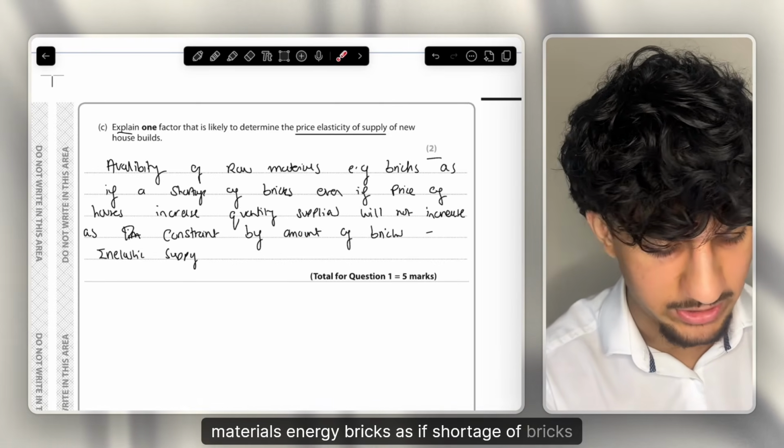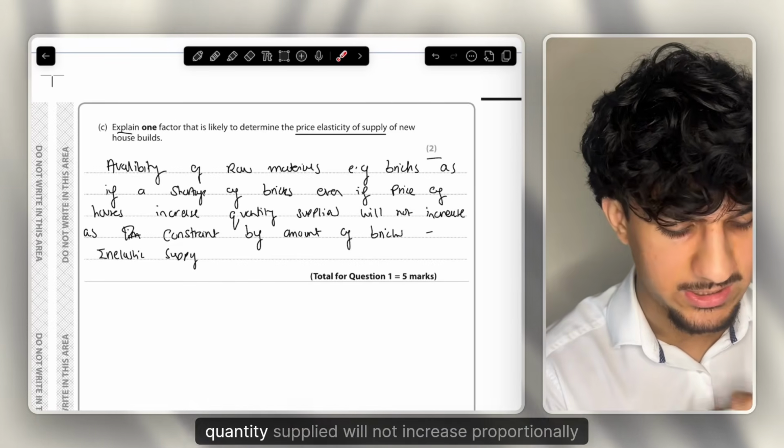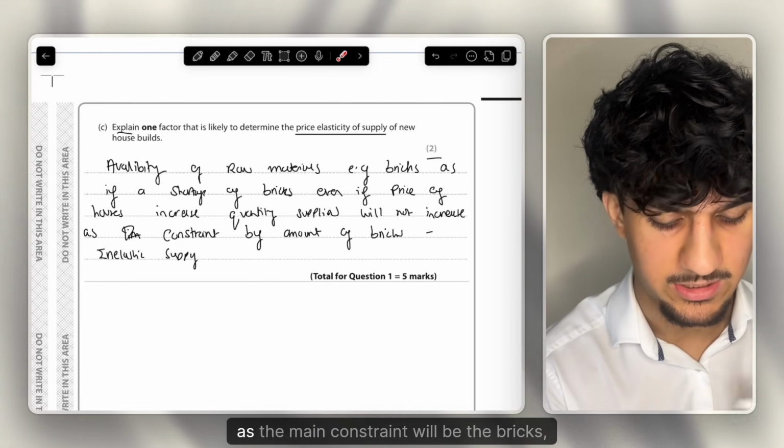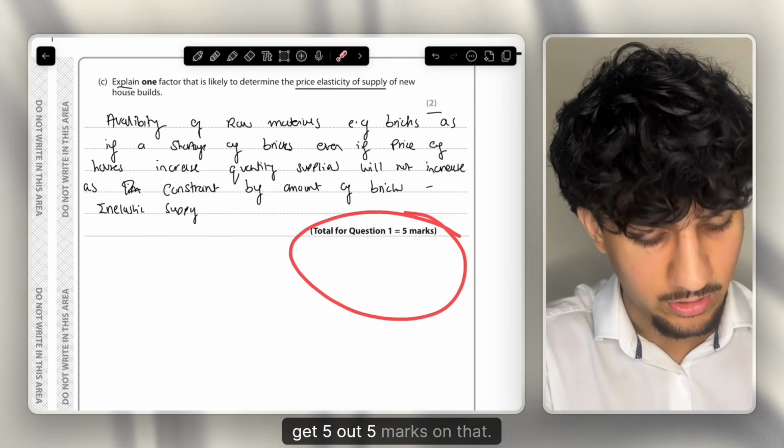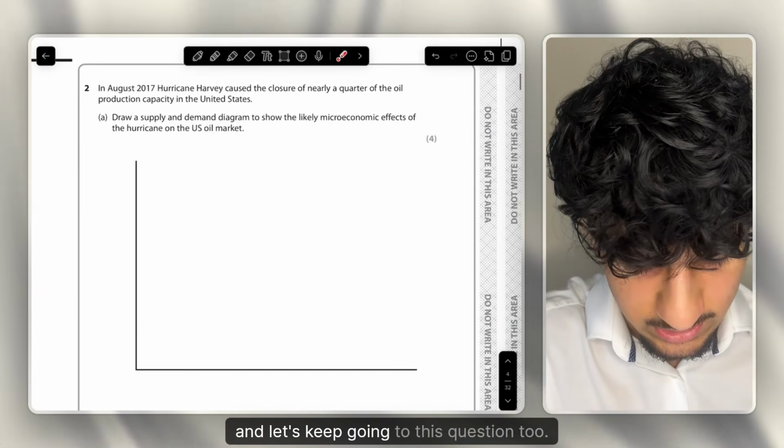Bricks, as if shortage of bricks, even if the price of houses increase, quantity supplied will not increase proportionally, as the main constraint will be the bricks, thus suggesting inelastic supply. That is how to get 5 out of 5 marks on that question 1. And let's keep going to this question 2.